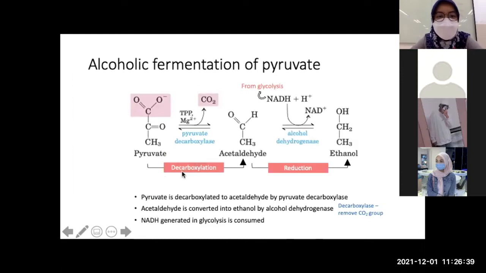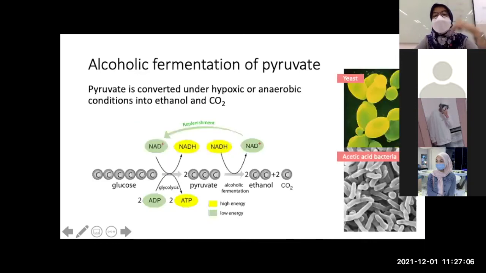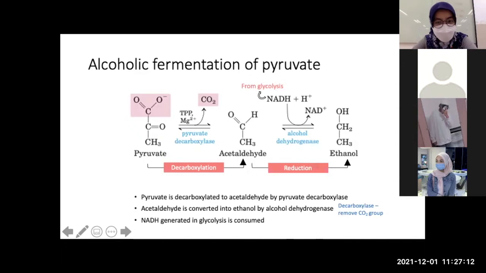So pyruvate will undergo decarboxylation. Decarboxylation means it's removing this carboxyl group. So D means remove, like just now dehydrogen. So decarboxylation means to remove this carboxyl group. Now it will turn into acetaldehyde and it will undergo reduction to form ethanol. So the key point for alcoholic fermentation is it occurs in yeast and acetic acid bacteria, and it will yield ethanol. I think that's the most important thing.